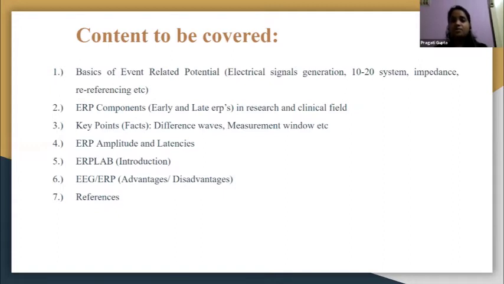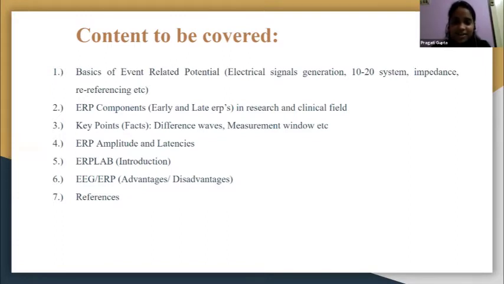So in between we will have a short break where we'll be showing you a short video on the ERPs and an introduction of what ScienceBeam is currently doing. So we'll have that as a break.